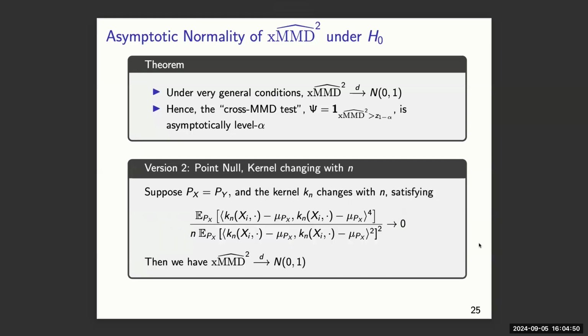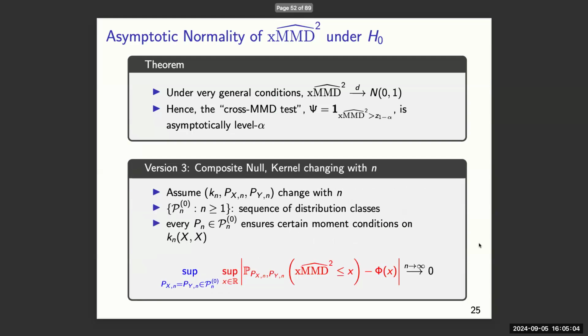A slightly more interesting version is where we again fix the dimension and the distributions, but we allow the kernel to change with sample size n. So imagine that we are changing the bandwidth of the Gaussian kernel with n, and it takes care of that scenario. And here's the more general version.